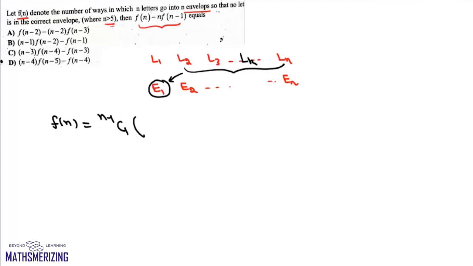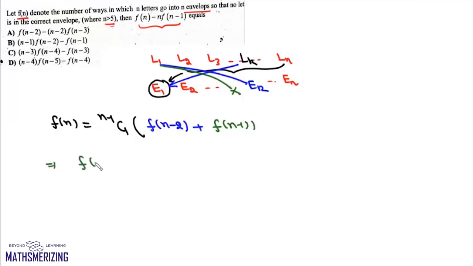Now we have 2 cases. Case 1, when this LK goes into E1 and L1 goes into EK, then we are left with derangement of the remaining n minus 2 letters. So it will be nothing but F(n-2). Or the other case where LK goes to E1 but L1 doesn't go to EK. Now in this case we'll have derangement of the remaining n minus 1 letters. So it will be simply F(n-1). So from here we will get this recursive relation that Fn equals (n-1) times F(n-2) plus F(n-1).